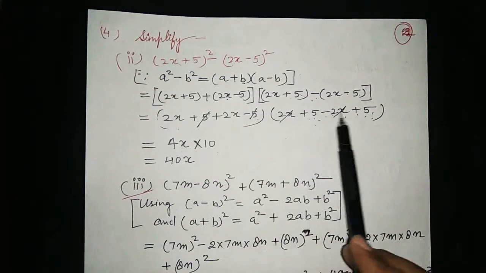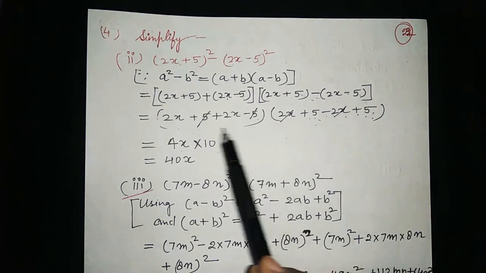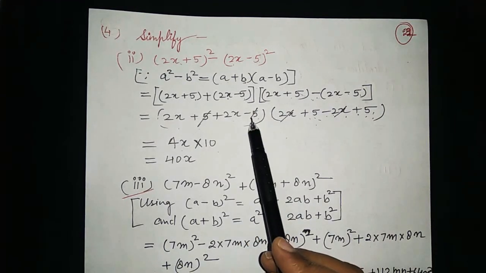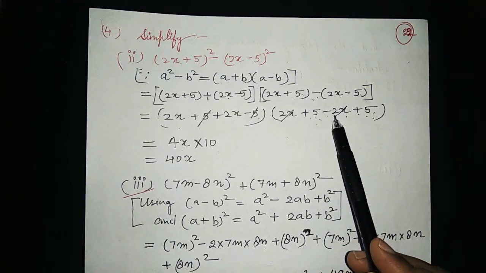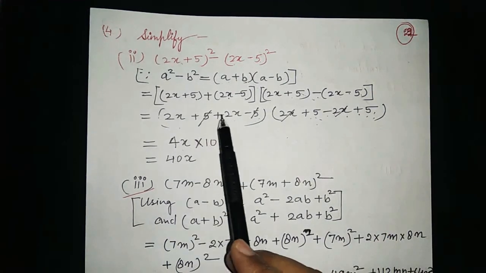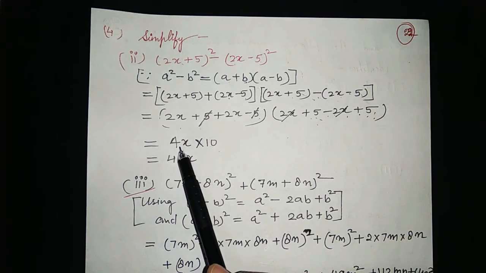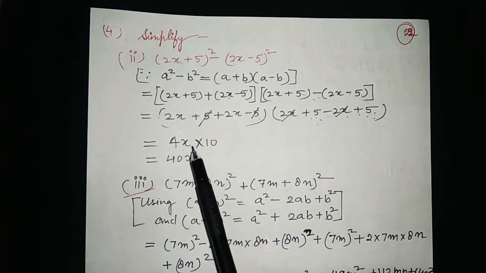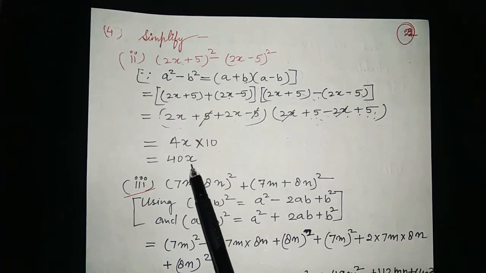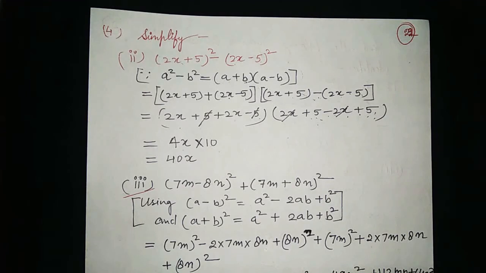Now we solve this step. Here plus 5 and minus 5, 0. Here plus 2x and minus 2x, 0. And here 2x and 2x we add, we get 4x. And here 5 and this 5 we add, here we get 10. Then 4x into 10, we get here 40x.